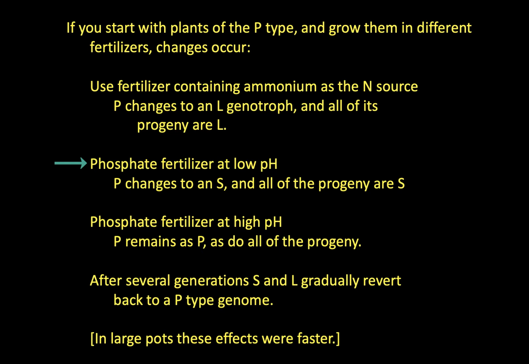If you grow them in phosphate fertilizer at a low pH, so it's not available, essentially, the phosphate is difficult for the plants to take up, then the P plant changes to an S type, and all the progeny are of the S type, and those S types breed true for several generations. If you give them phosphate fertilizer at a higher pH, then the P type remains P, and all the progeny are of the plastic type too. After several generations, both the L type and the S type, if they're not under any kind of stress, will revert to the P type.